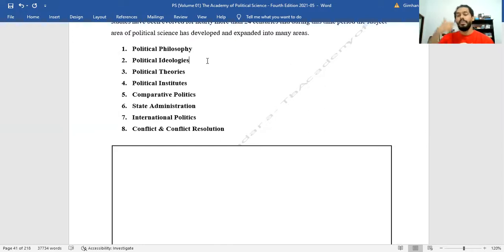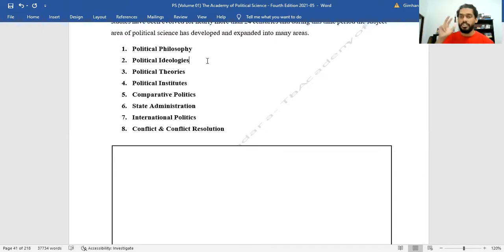In political philosophy, when people think, they come up with ideas which become political ideologies, like socialism, nationalism, liberalism, fascism, and so on. Then, based on these political ideologies, political scientists develop political theories. There are normative theories and scientific theories. Normative means value-based theories, what is good and what is bad, and scientific theories are based on facts.